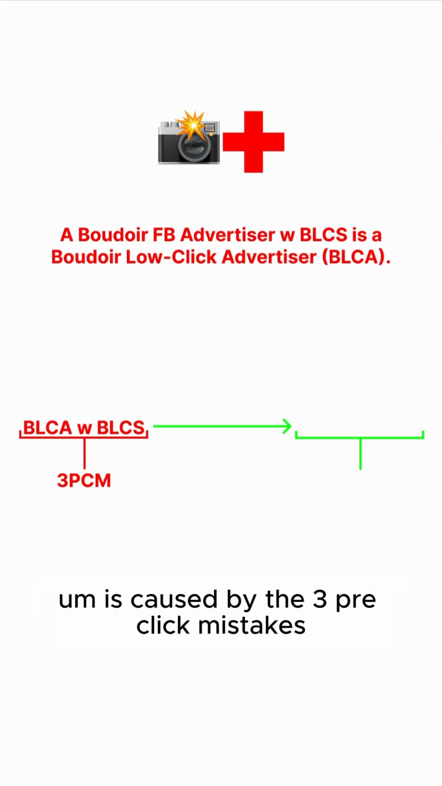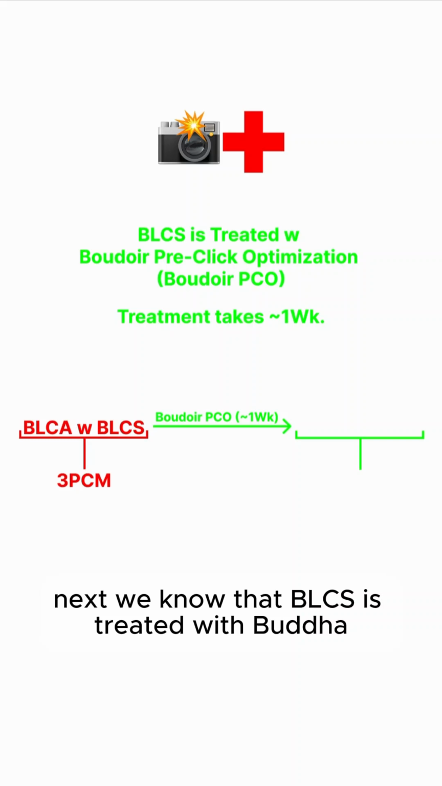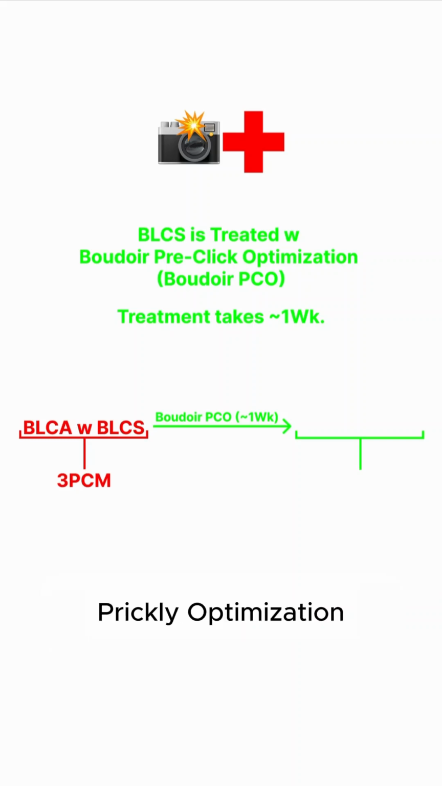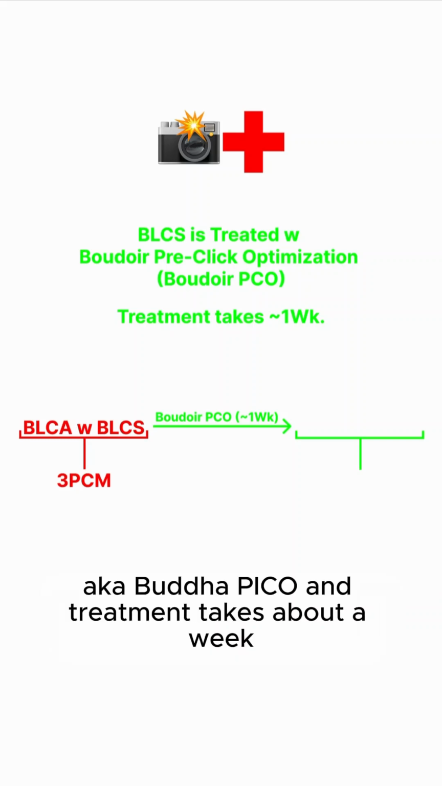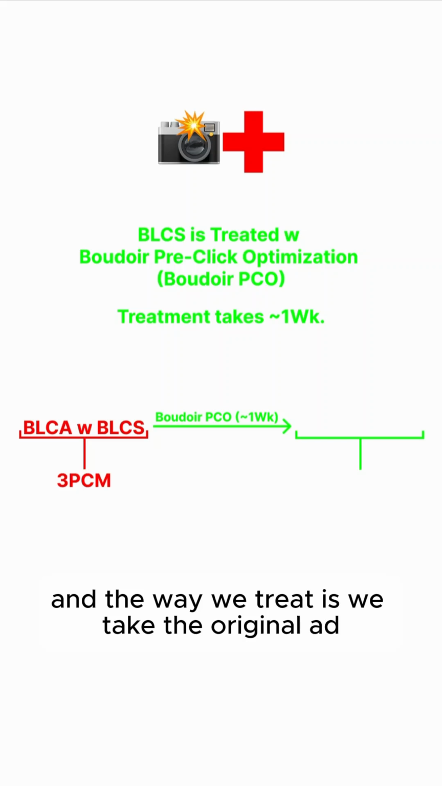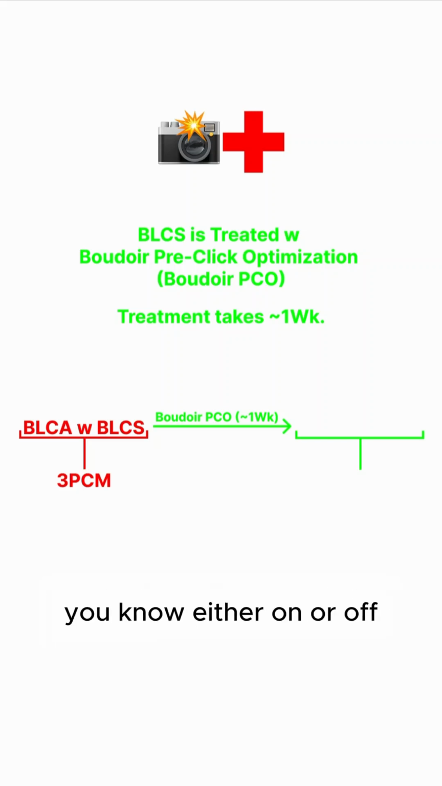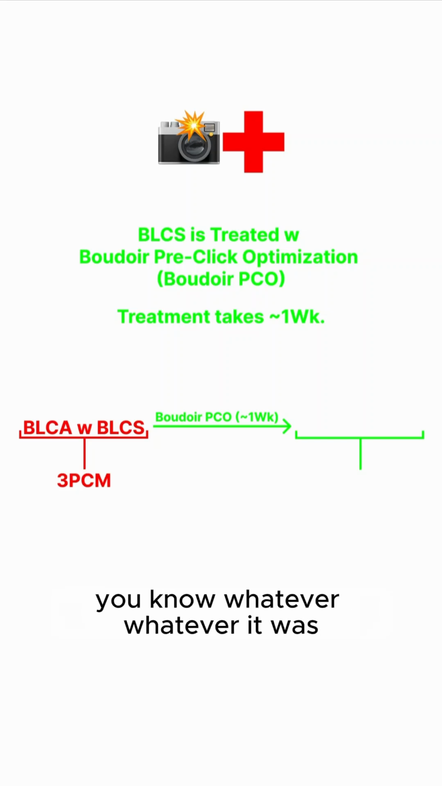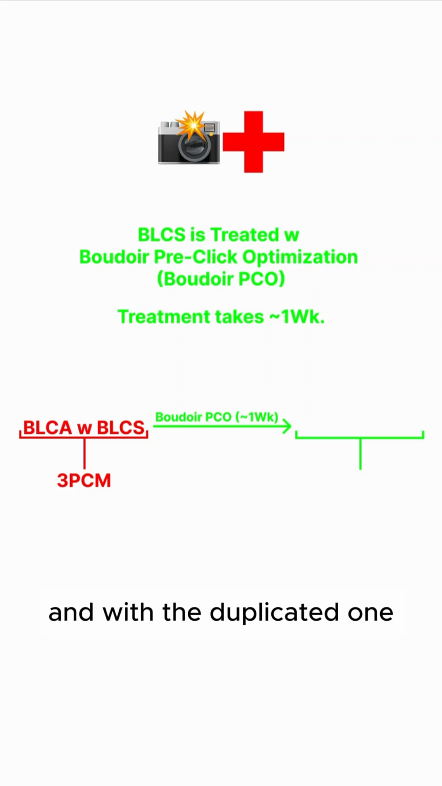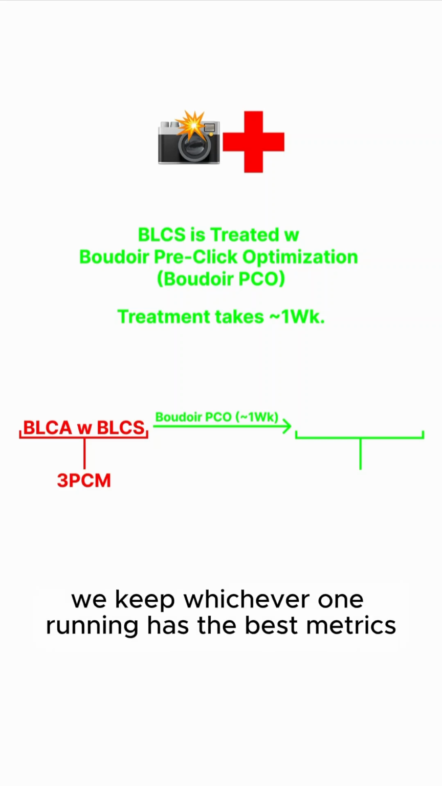is caused by the 3 pre-click mistakes. Next, we know that BLCS is treated with Boudoir pre-click optimization, aka Boudoir Pico, and treatment takes about a week. The way we treat is we take the original ad, we duplicate it, and we leave the original ad either on or off, whatever it was. With the duplicated one, we treat that with Boudoir Pico, and it takes about a week. And then at the end, we keep whichever one running has the best metrics.